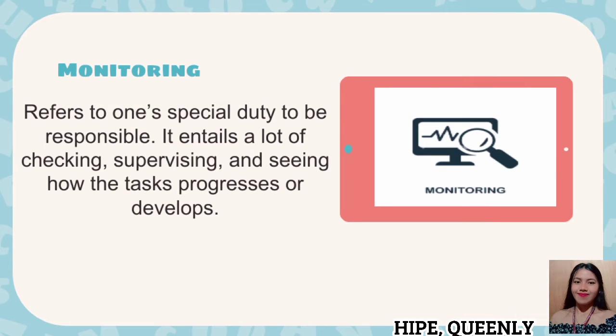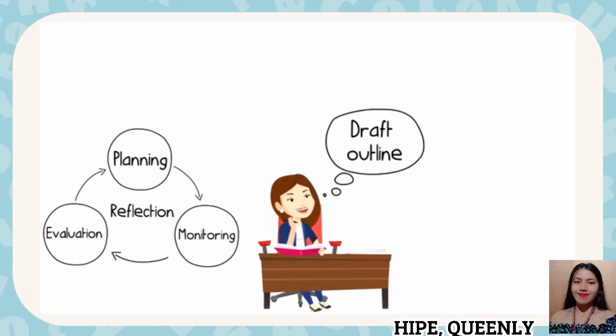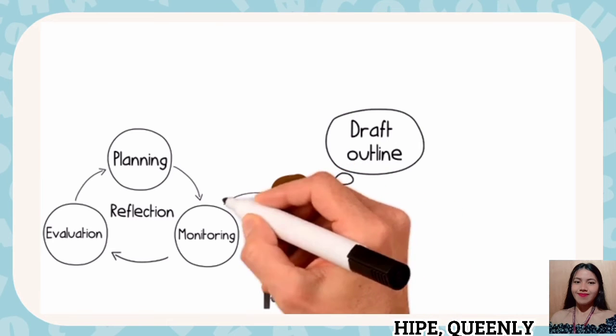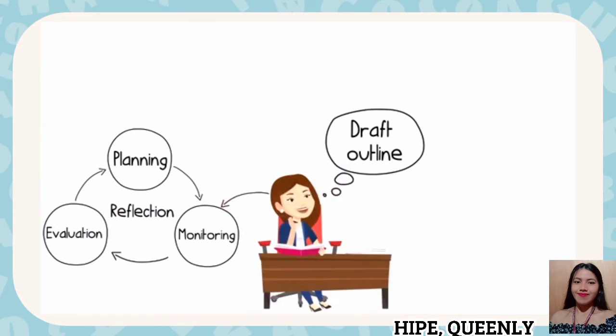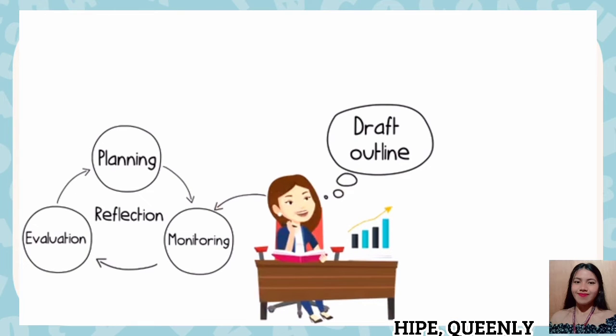Monitoring refers to one's special duty to be responsible. It entails a lot of checking, supervising, and seeing how the task progresses or develops. Given the first example of writing your first book, after planning, of course, you also need to monitor your progress as you go. You can track it by writing down what progress you are making. For example, how many words you are writing each week.